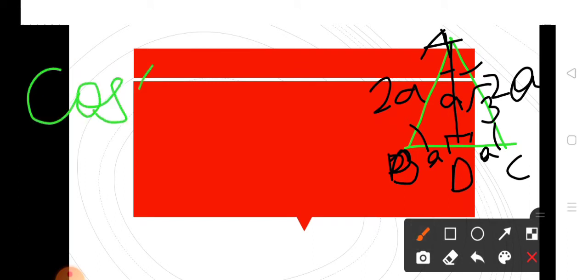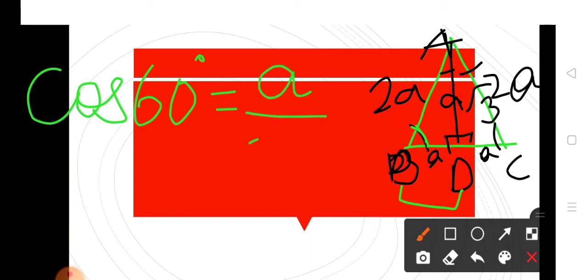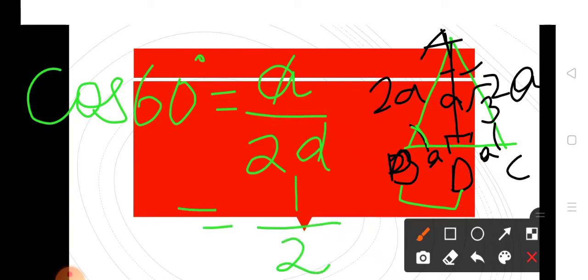Cos 60 degree. Cos 60 degree भनेको के हो? Adjacent by hypotenuse. इसको adjacent के हुन्छ? यो angle को BD is the adjacent. Hypotenuse के हुन्छ? AB. AB hypotenuse, BD adjacent. अब BD के हो? A. Hypotenuse के हो? 2A. A gone. 1/2 is the answer of cos 60 degree. Okay.